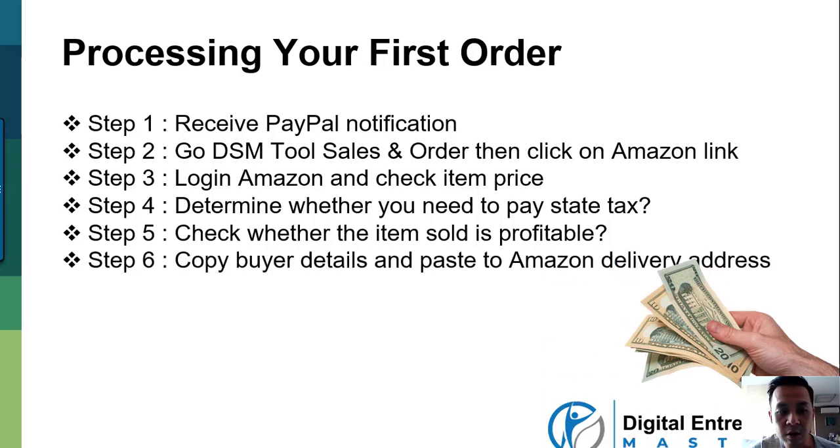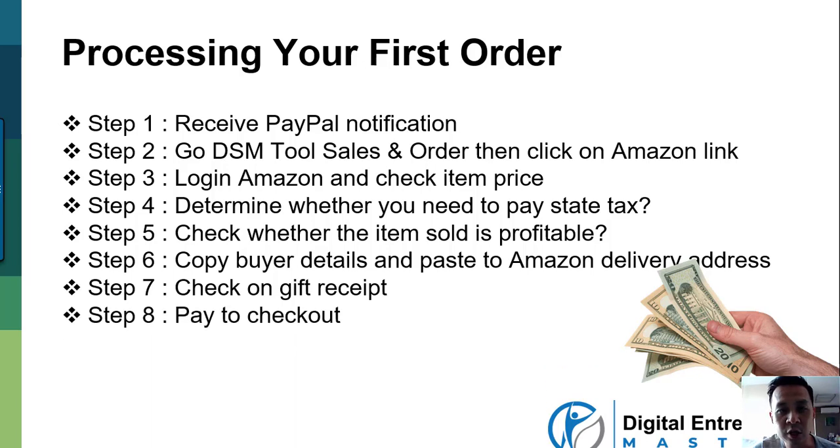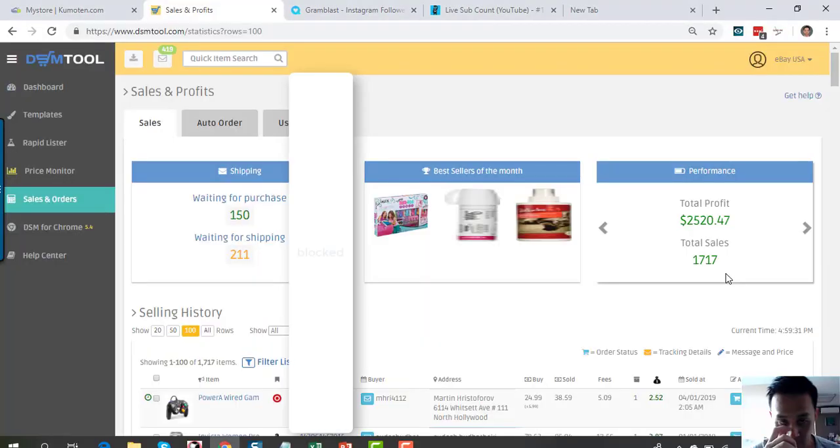Now step number 6, copy the buyer address and paste to Amazon delivery address. So if you have the DSM2 plugin installed, you can actually do a copy, or if you have the sales order page, you can also do a copy from there. Step number 7, check on the gift receipt on Amazon site. And step number 8, pay and check out on Amazon.com. Now let's go to DSM and take a look.